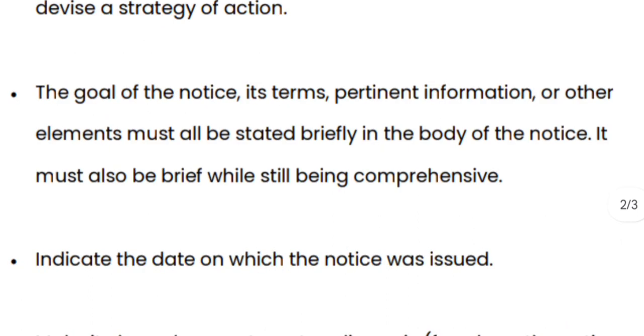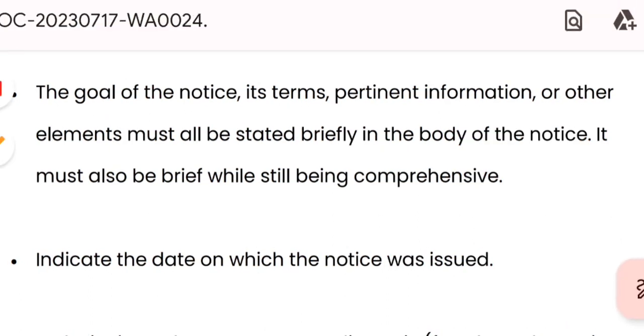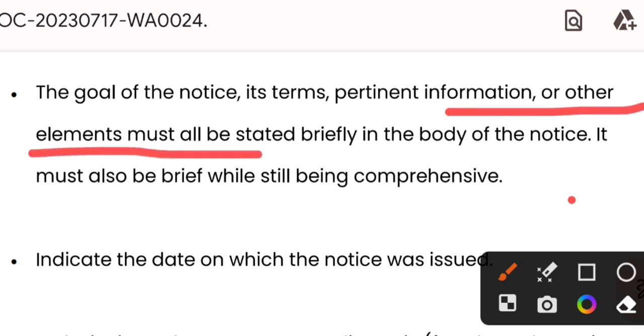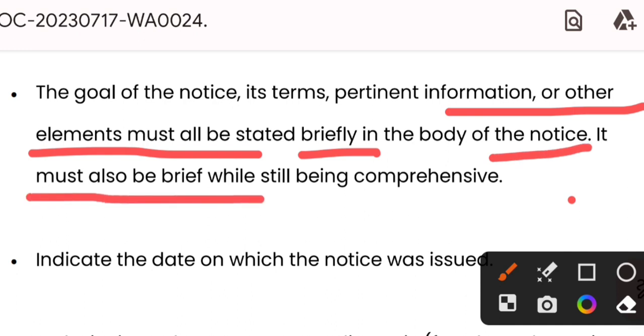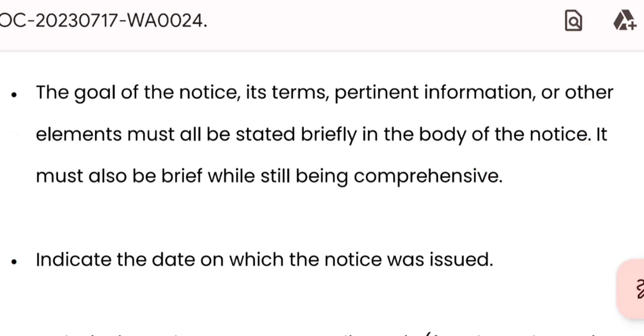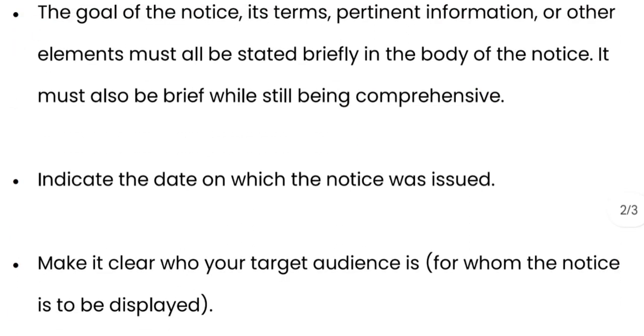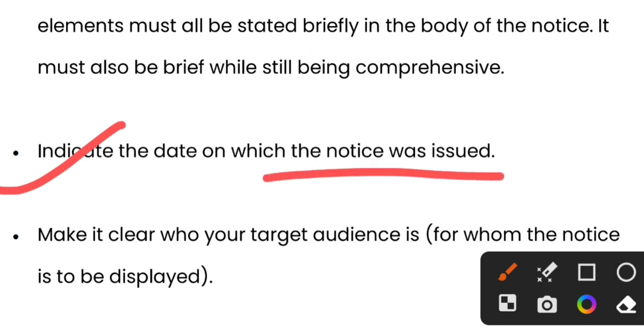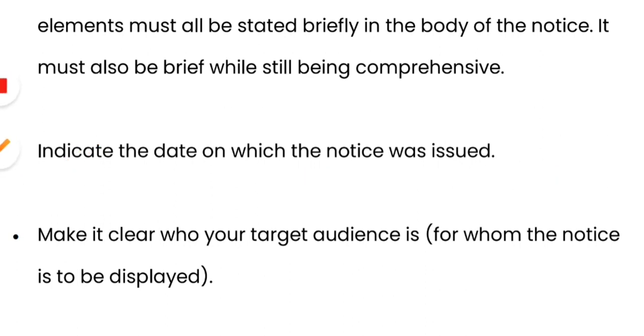Next is the goal of the notice, its terms. The goal of the notice, its terms, pertinent information or other elements must be stated briefly in the body of the notice. It must also be brief while still being comprehensive. All right. Next is, indicate the date on which the notice was issued. It is also very important. It means you have to mention the date on the day when you are writing a notice. The date must be mentioned in the notice writing.